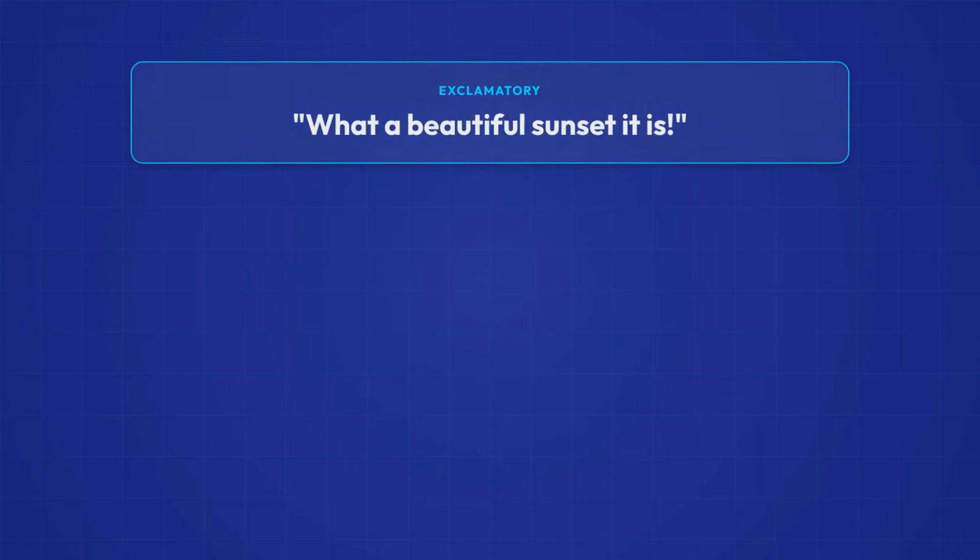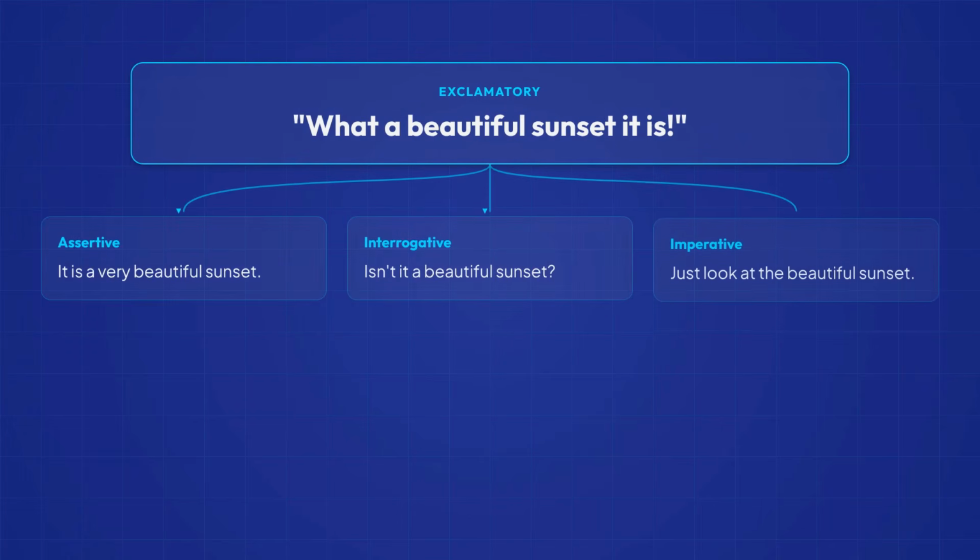Example 1. Exclamatory, what a beautiful sunset it is. Assertive, it is a very beautiful sunset. Interrogative, isn't it a beautiful sunset? Imperative, just look at the beautiful sunset.